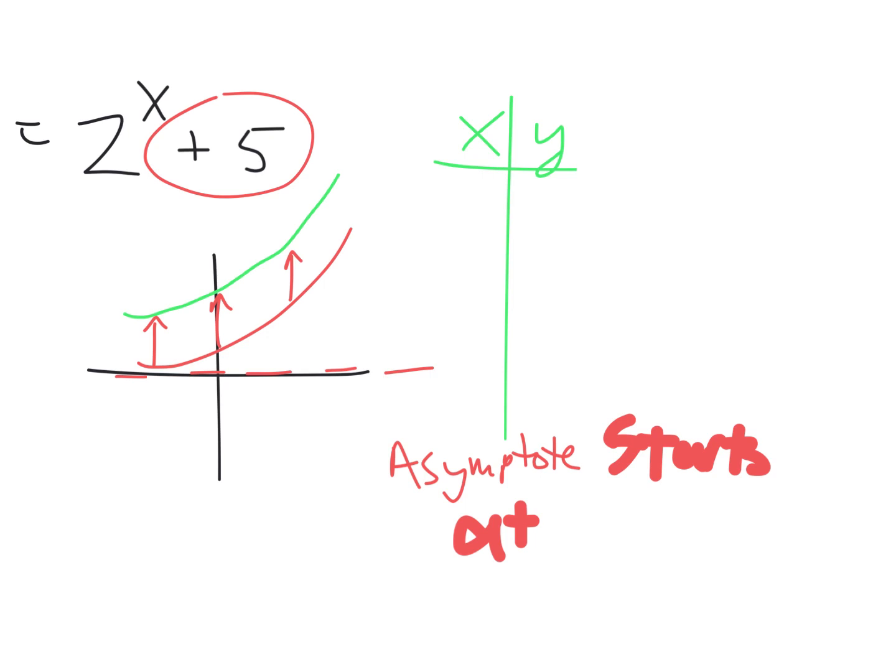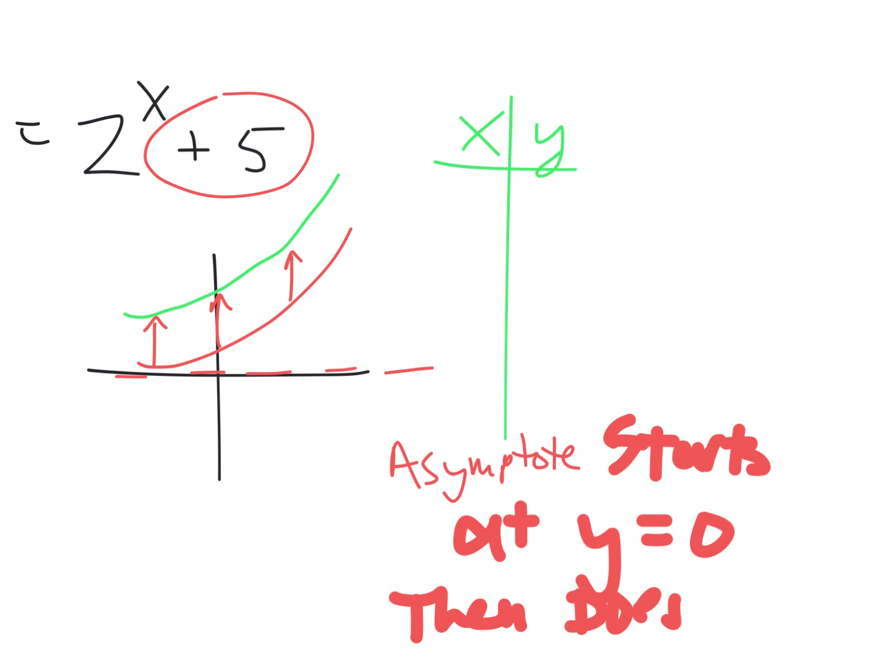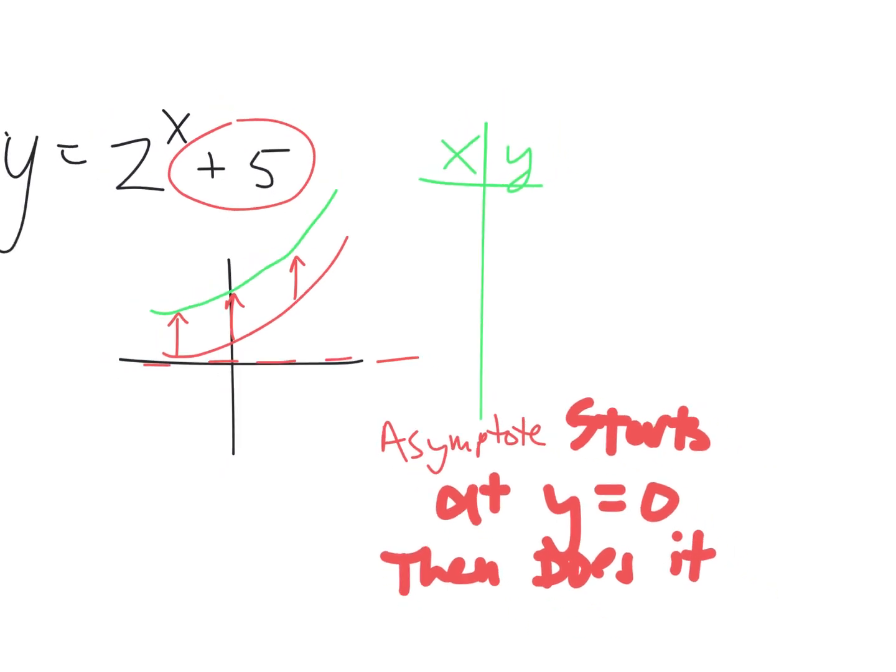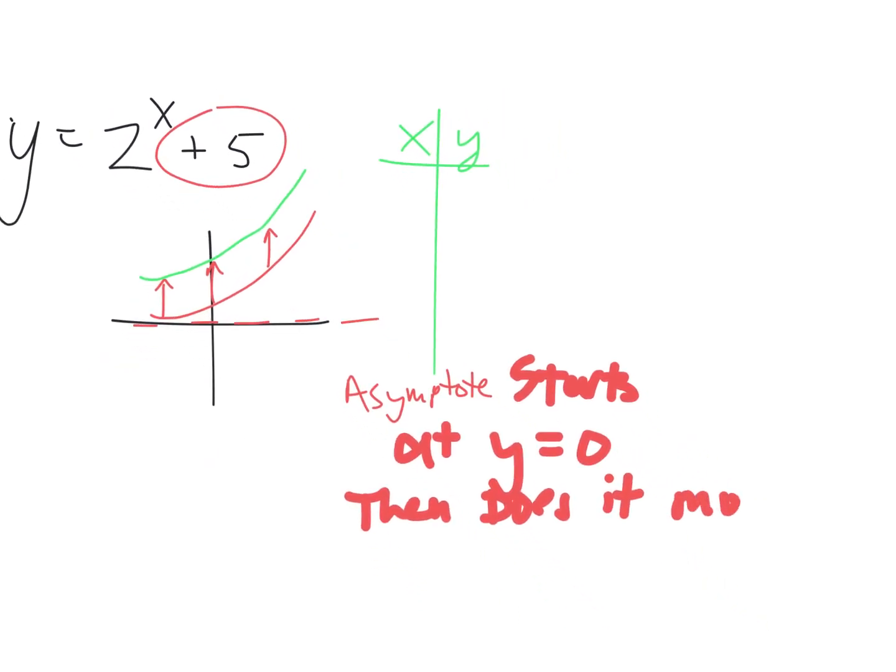And this is the y, no, sorry, that's the x-axis, so y equals 0. That's where the asymptote starts, at y equals 0. And then, does it move? Because sometimes it doesn't. That's how you do the asymptote.